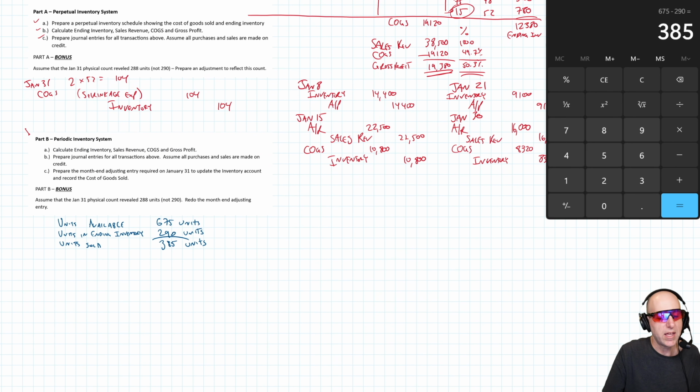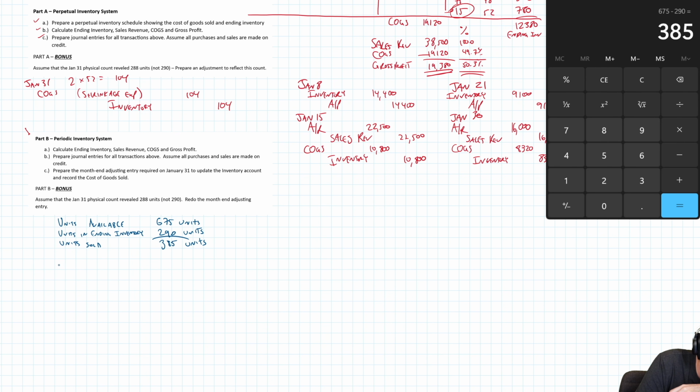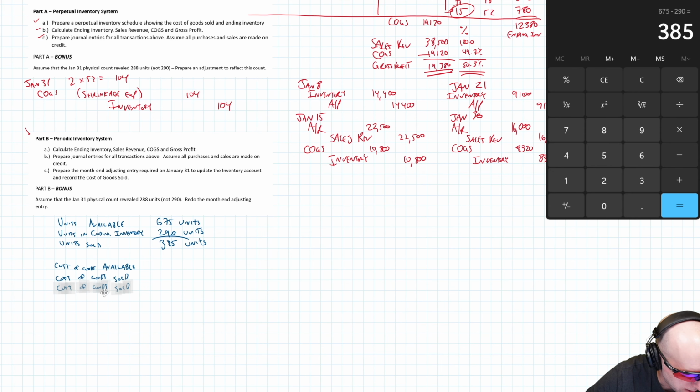Okay, now we just want to say this all in dollars. So units available in dollars, or we'll call it cost of goods available. Cost of goods sold, and cost of ending inventory. Actually I should do this in the same order, with cost of goods sold to come last. Let's move that down one. And cost of ending inventory, that's the tricky one. This is the challenging one.